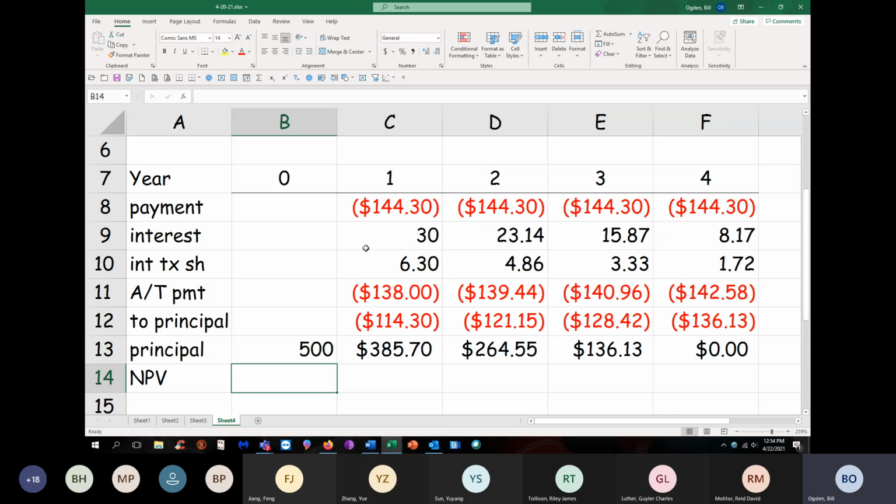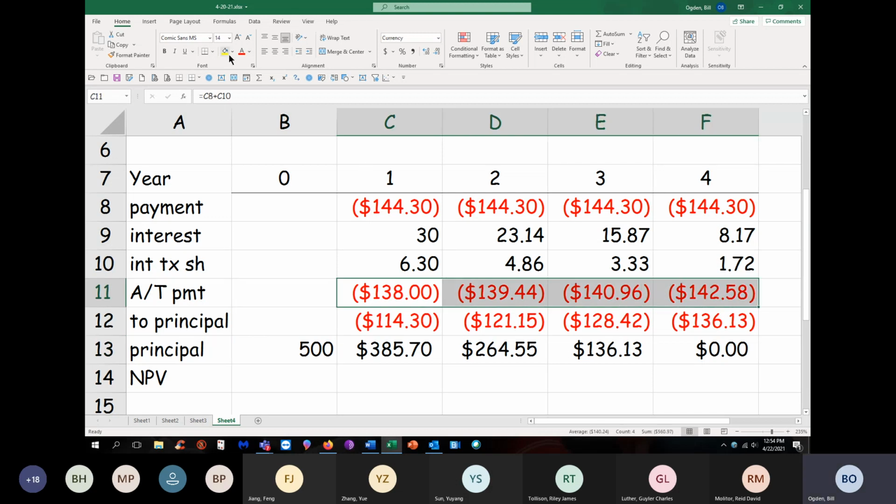The lessor receives an asset, basically purchases an asset worth $500, and makes after-tax payments of $114.30, $138, $139.44, $140.96, and $142.58. So you know what? Why don't we highlight these so we can make sure we get the right row.